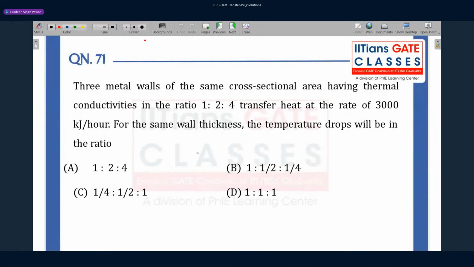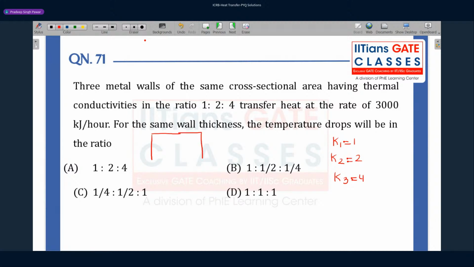Three metal walls have the same cross-sectional area, having thermal conductivity in the ratio of 1 is to 2 is to 4. So look at it: K1 is 1, K2 is 2, and K3 is 4. Heat is transferred at a rate of 1000 kilojoule per hour. For the same wall thickness, the temperature drop will be in the ratio of what?